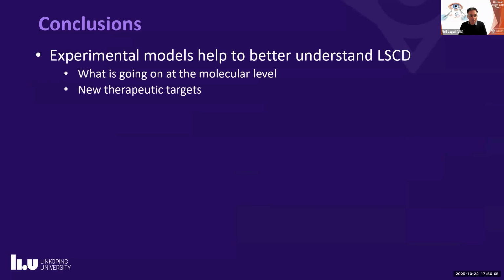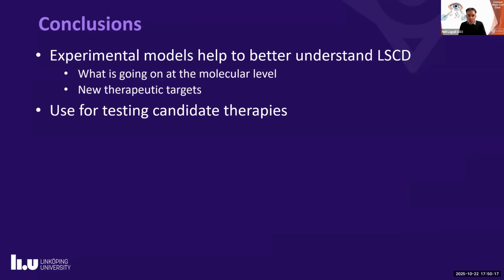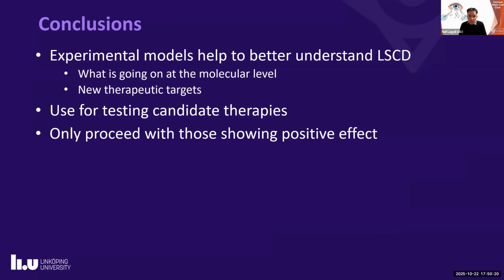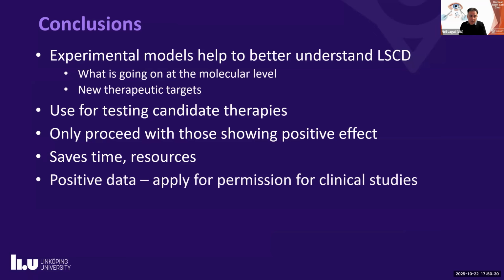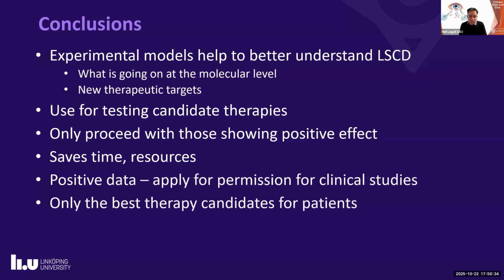So in conclusion, we use experimental models to help us better understand LSCD, to find out what's going on at the molecular level, and to uncover new potential therapeutic targets. And then we use the models to test candidate therapies so that we only proceed with those that are showing positive effect in our models, and this saves us time and resources. So with positive data, we can then apply for permission for clinical studies and ensure that only the best therapy candidates eventually get used for patients.